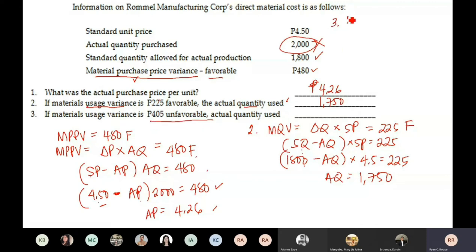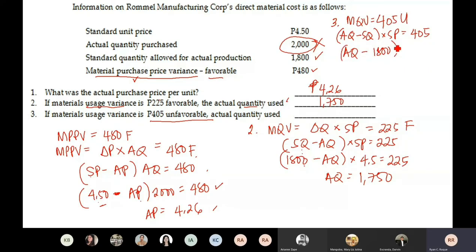So, ang gagawin lang natin for number 3, dito na lang. So, MQV is 405 unfavorable. So, therefore, mas malaki yung actual na quantity natin kaysa sa standard na quantity. Okay. So, actual quantity minus standard quantity, multiply natin ng standard price, that is your 405. Okay. So, actual quantity, yun po yung nawawala. Minus, ang standard quantity ay 1.8. So, dito pa lang, dapat more than 1.8 yung sagot natin. Standard price natin ay 4.5. And that is equal to 405. Tapos, ang makukuha mo actual quantity is 1,890. So that's your answer in number 3. 1,890 units.